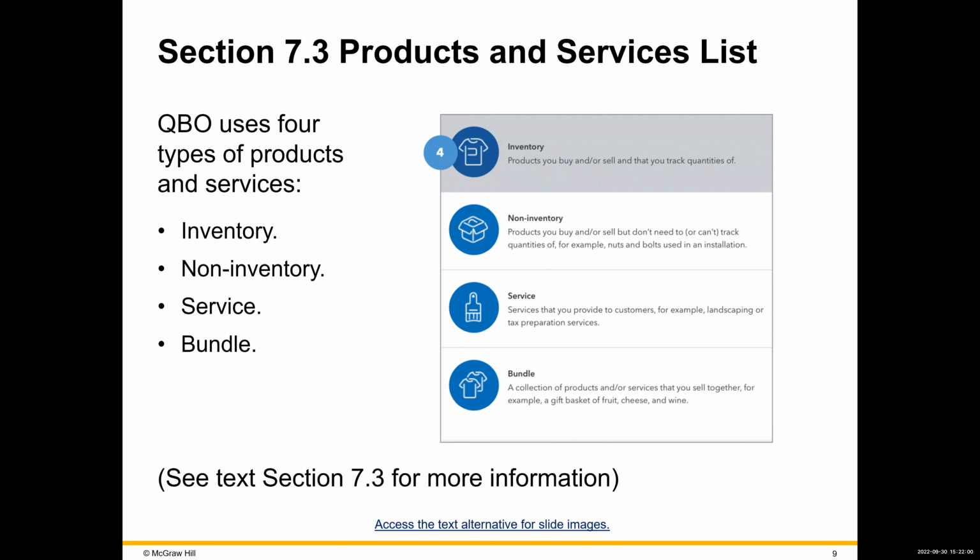Now, what's this non-inventory? These are products you buy and sell, but you don't need to track them. For instance, if you bought some nuts and bolts used in an installation. I have a couple students whose family has a business, and one of them is an installer of flooring. Well, you would probably use non-inventory, because you'd buy it, right? But you don't need to track it. You know it's going to be associated with that one job.